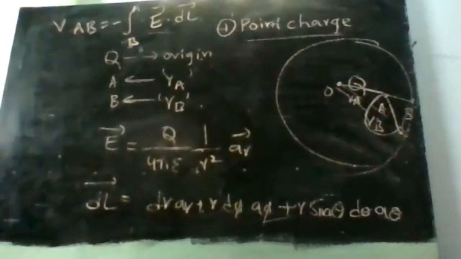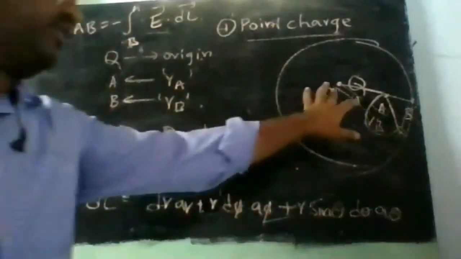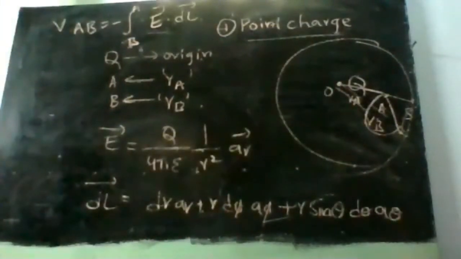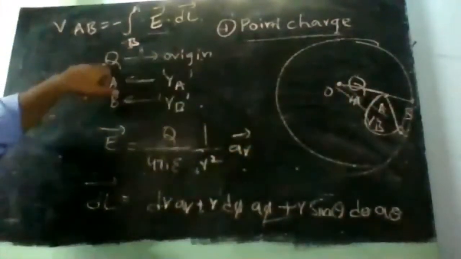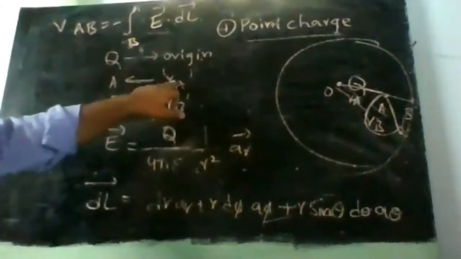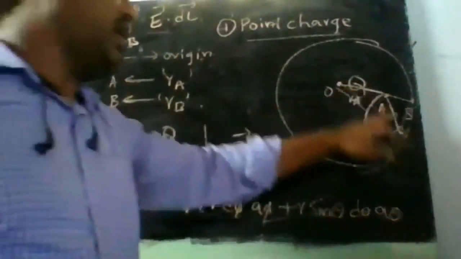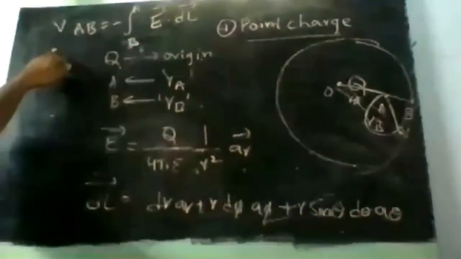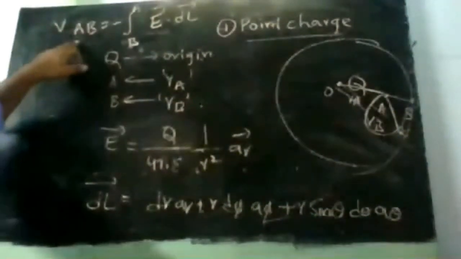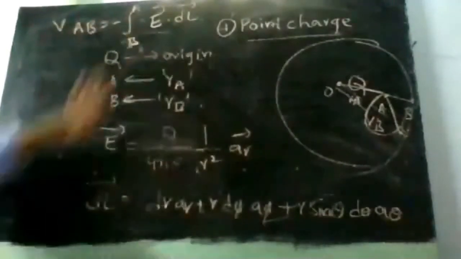Clear with this? So till now, a quick repetition. I have considered a point charge Q, and I want to find the potential difference between the two points A and B. The point charge is located at the origin. The point A is located at a distance RA from the point charge, and the point B is located at a distance of RB from the point charge. If I want to calculate the potential difference, the formula that I have is VAB is equal to minus integral from B to A of E bar dot DL bar. So I need to know what E bar is and what DL bar is.